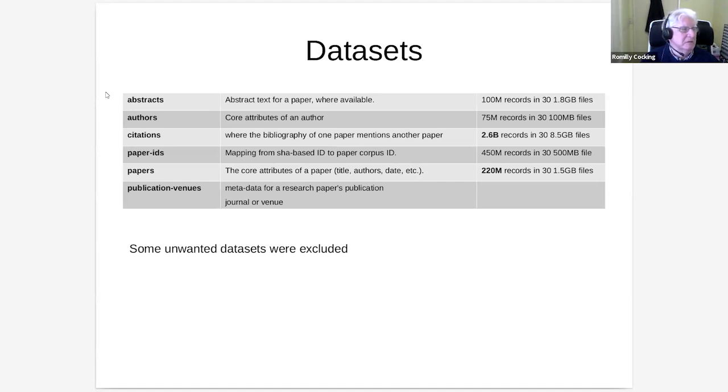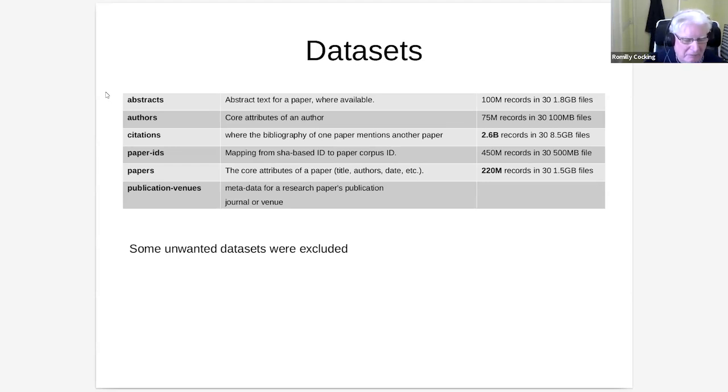And then, just as important as citations, there's a data set that contains pretty extensive data for each paper. And then there's a not particularly useful data set which has some metadata about where papers are published.